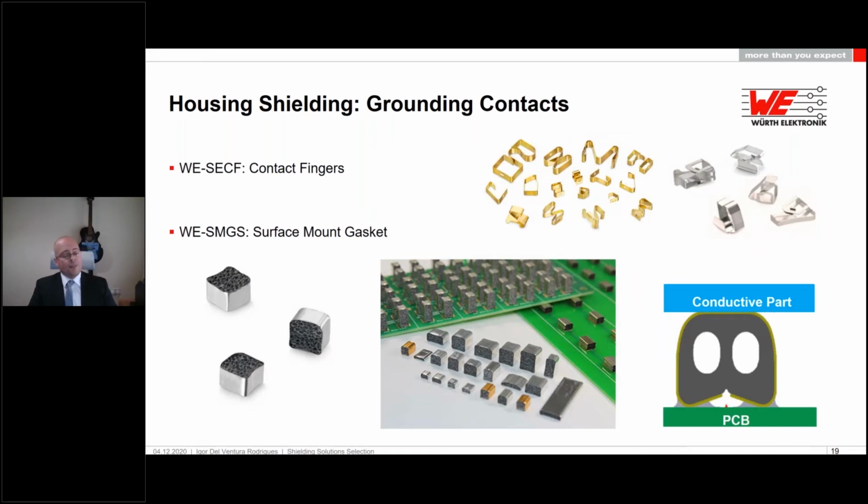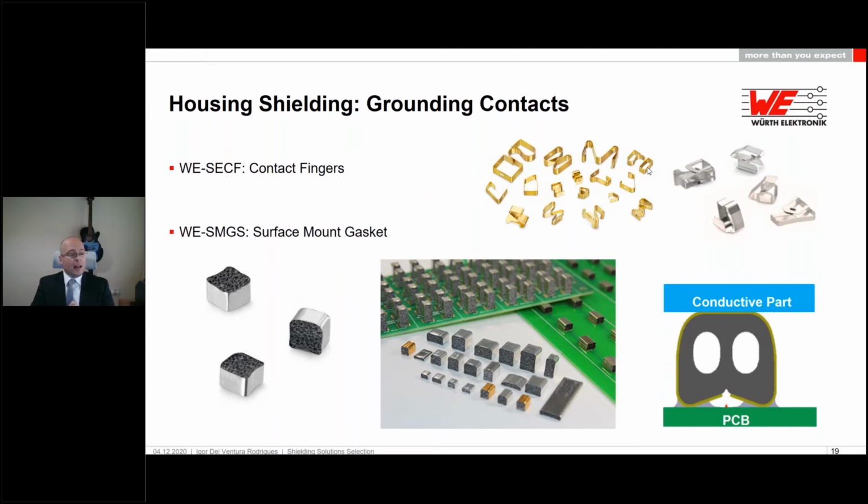Well, and from the grounding contact side of things, we're going to have basically two families. The first one is called SECF, which are contact fingers. Okay, and as you can see, we have them in various shapes and sizes, and we have them with and without stoppers to give you a little bit more mechanical resistance. And these ones will be soldered directly to your PCB.